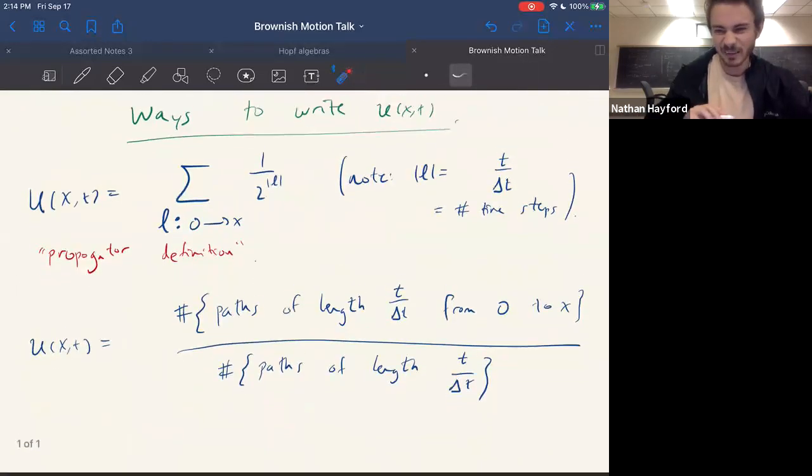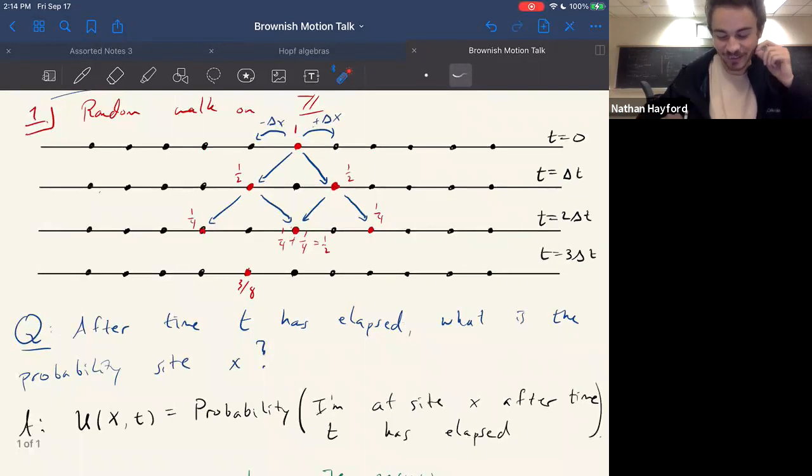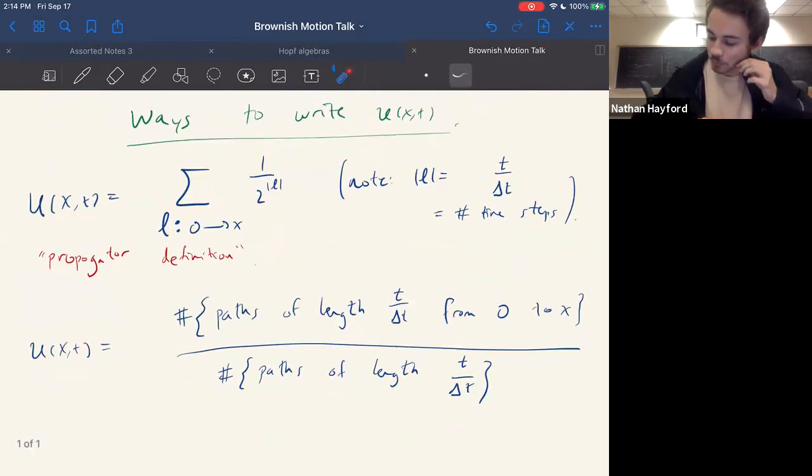So another way to write it, and again, just as useful as the first way, because you still have to count the number of paths of length t over delta t from 0 to x, which, unless you're a combinatorial genius, maybe isn't such an easy thing to do. And especially if we don't use just the line, but the square lattice, maybe not so easy to compute, but useful interpretations nevertheless.